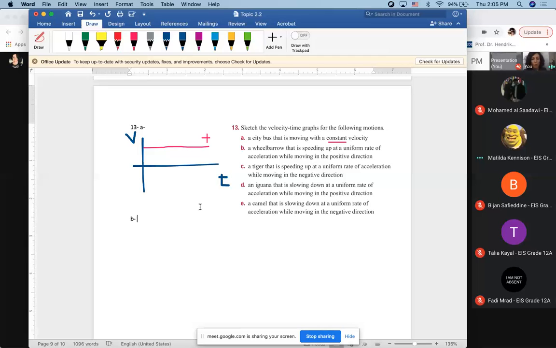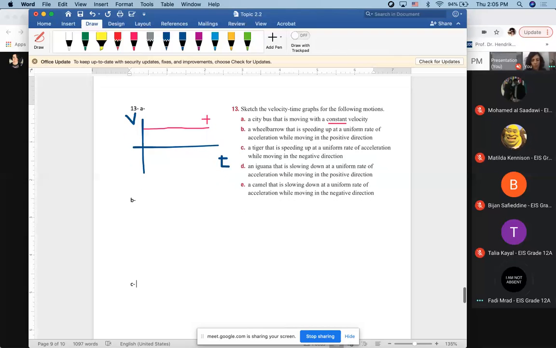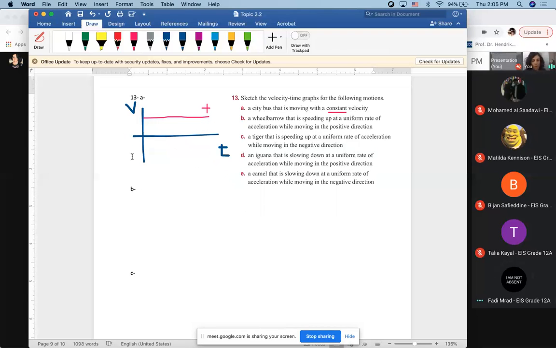Fadi, part B. A wheelbarrow that is speeding up at a uniform rate of acceleration while moving in a positive direction. Okay. Speeding up, how do you draw it? So it would be going upwards. Straight line or curve? Curve. Why curve? It's going at a uniform rate. I mean straight line. Oh my God. Uniform rate. Okay. Thank you, Fadi. Okay. Elise, C.